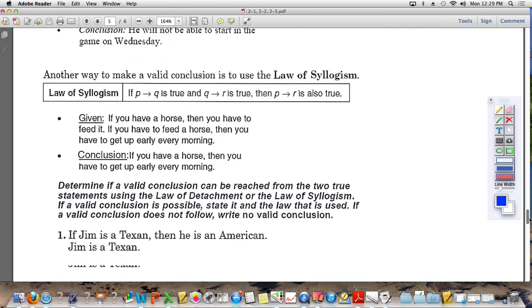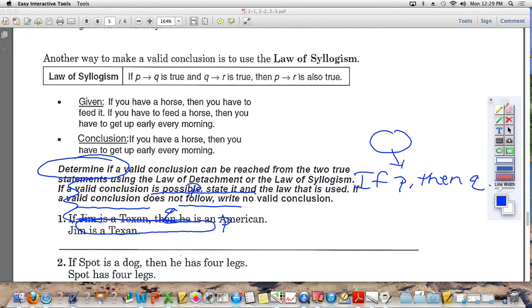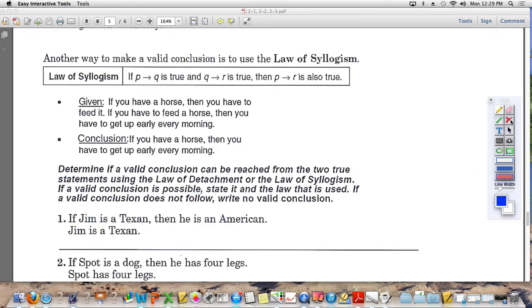The law of syllogism. It's another way to make a valid conclusion using deductive reasoning. All right, so here we go. It says, if P implies Q is true, and Q implies R, in other words, we have another situation going on. We don't just have P and Q anymore. Now we have P and Q and R. Then P implies R is also true. So P implies Q, Q implies R means that P implies R.